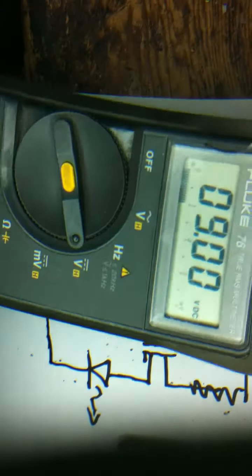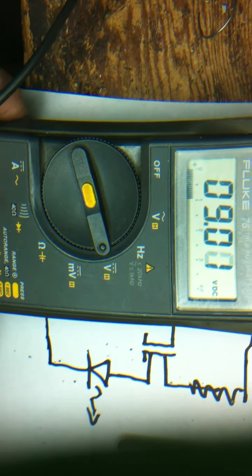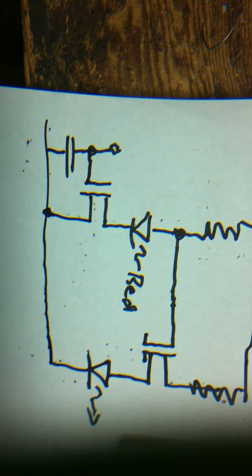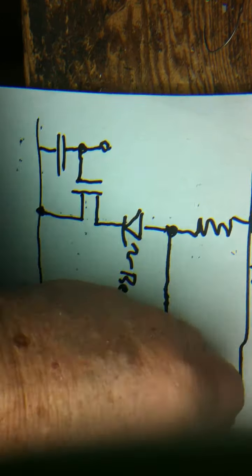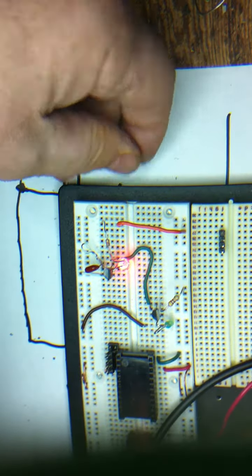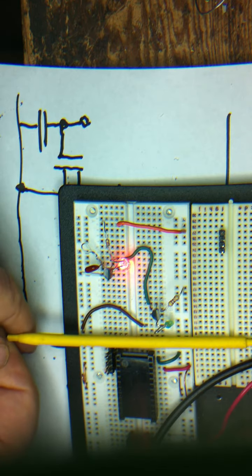Keeping that in mind, here's a 9-volt supply. Here's a circuit. Schematic. Here's the circuit built up. We're only interested in what's to the left of the yellow.